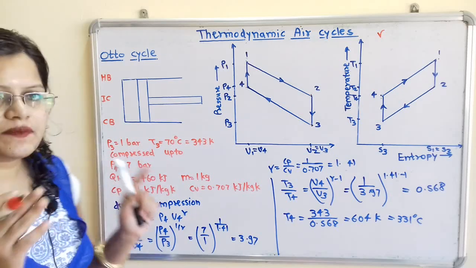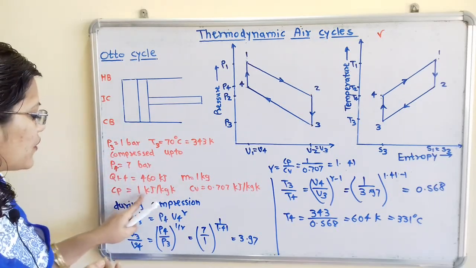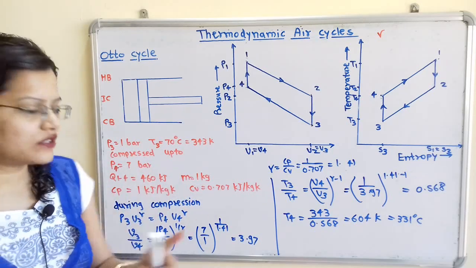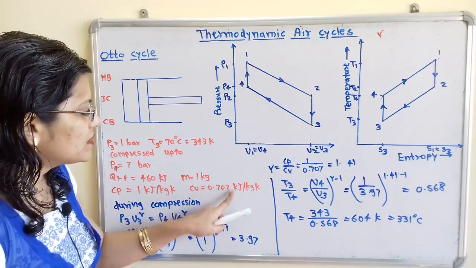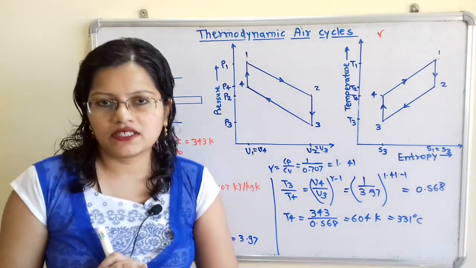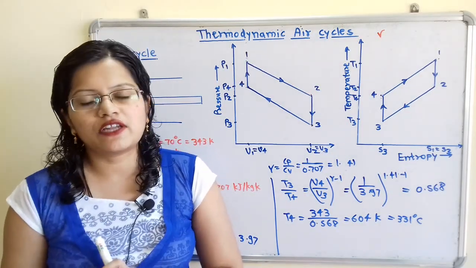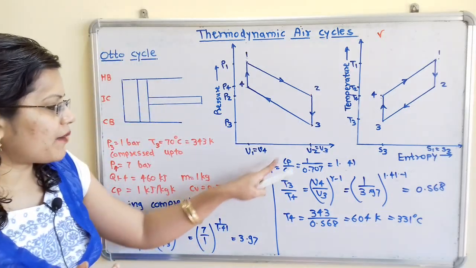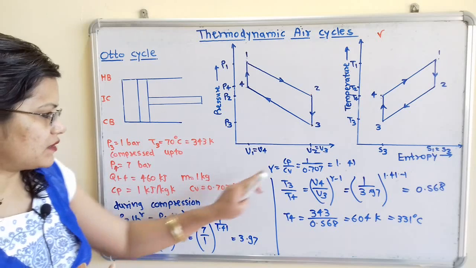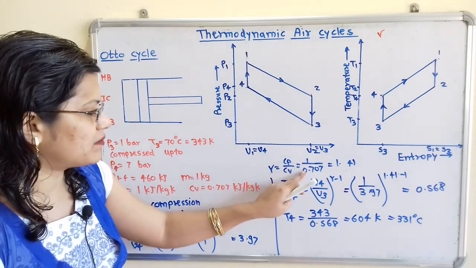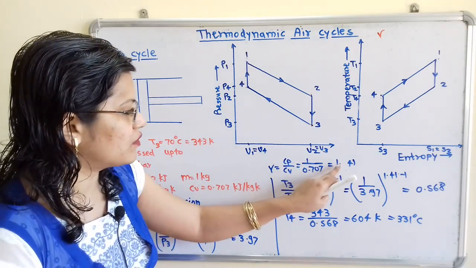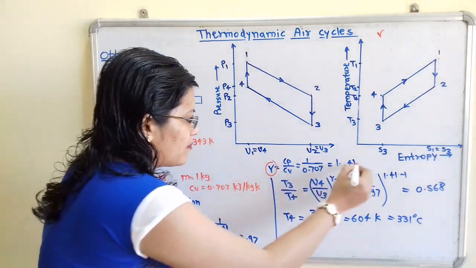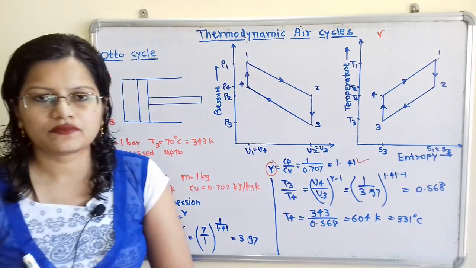Then Cp, that is the specific heat at constant pressure, is 1 kilojoule per kilogram Kelvin, and Cv, that is the specific heat at constant volume, 0.707 kilojoule per kilogram Kelvin is given. Now from these values we can calculate the isentropic index, that is gamma. So gamma is nothing but Cp by Cv, that is 1 divided by 0.707, which is equal to 1.41. So we have to use this value of gamma, 1.41.